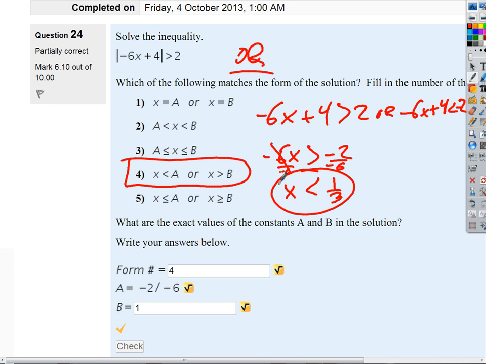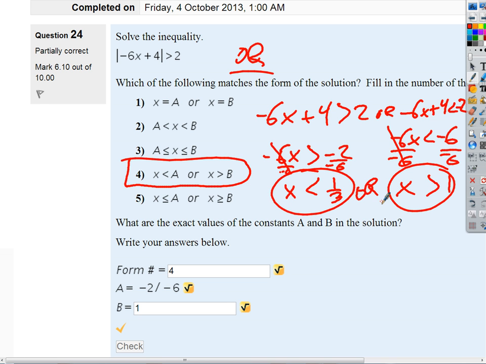Do the same stuff over here. If I subtract 4, I get negative 6x is less than negative 6. Divide by negative 6, so I flip the sign, x is greater than 1. So those are my answers.